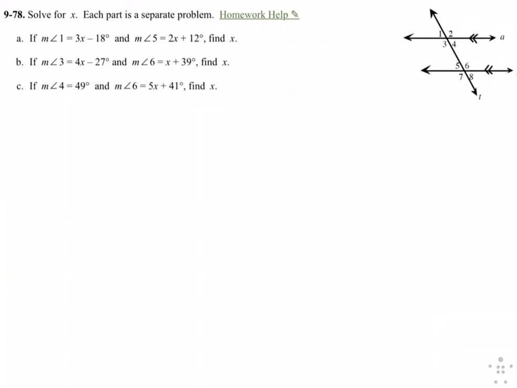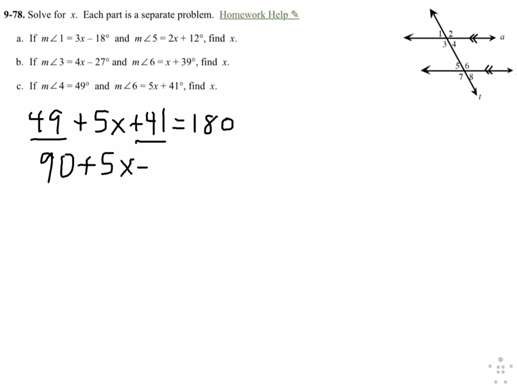So for C, they're giving us angle 4 and angle 6. Angle 4 and angle 6 are same side interior angles. They are supplementary, so the sum of those two angles equals 180 degrees, right? So the measure of angle 4, 49, plus the measure of angle 6, which is 5x plus 41, equals 180 degrees, right? So combining like terms, 49 and 41 is 90, plus 5x equals 180.